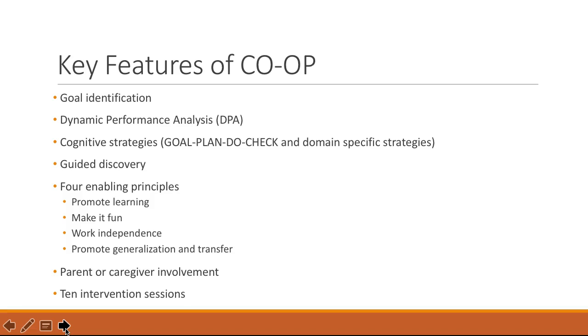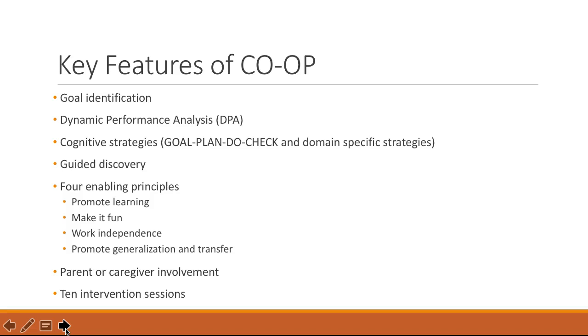Now let's talk about the key features of co-op. The first key feature of using co-op is that the therapist collaborates with the child and family to identify their goals and the occupations they want to address. The second feature is dynamic performance analysis, which means that the OT needs to analyze the child performing the identified occupations and then identify the performance problems, as well as examine the fit between the client, occupation, and environmental demands and supports.